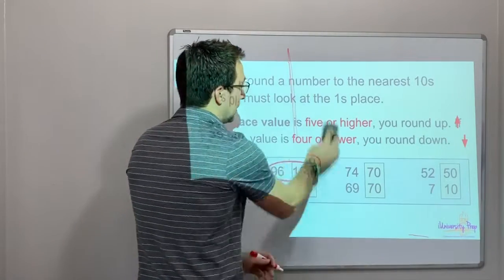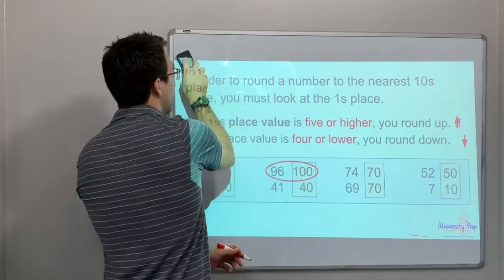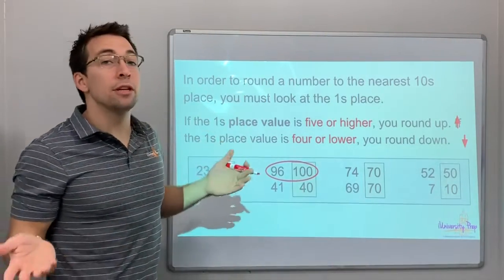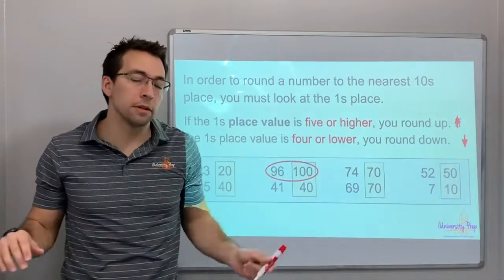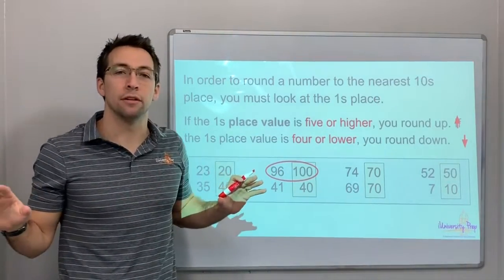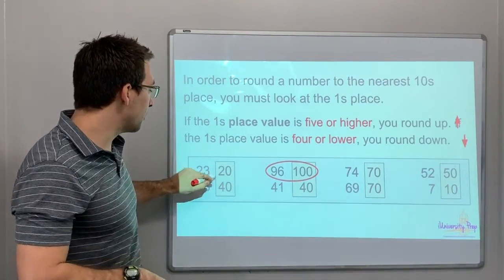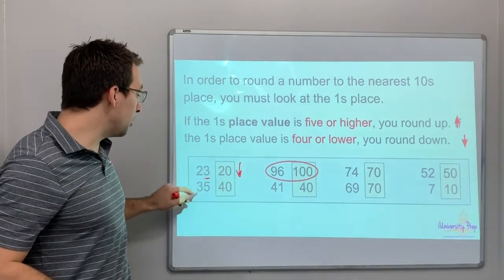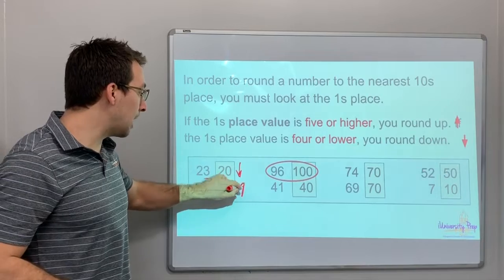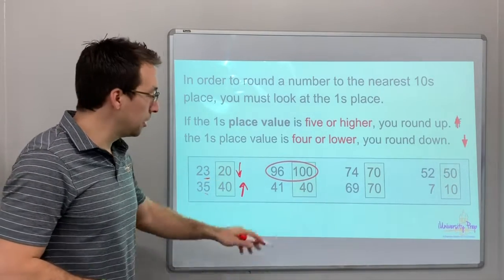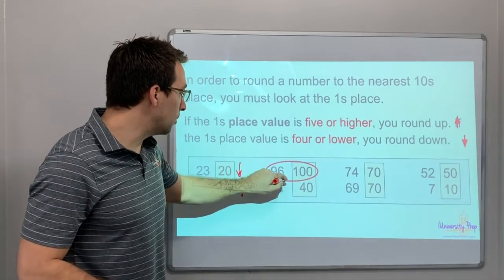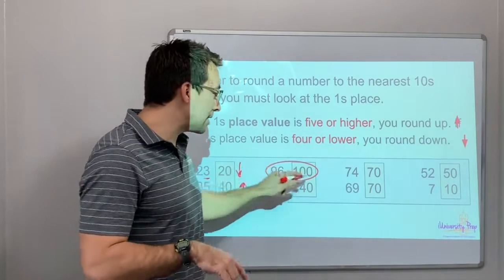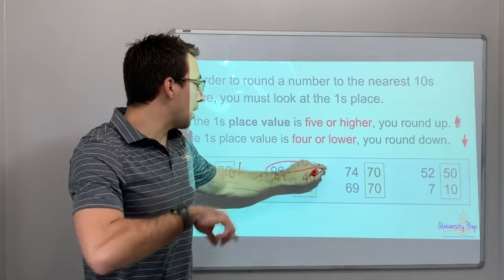Okay. Now, in order to round a number to the nearest tens, you have to look at the ones place. So just like what we've been doing. 23 rounds down because 3 goes down, right? 35, 5 rounds up to 40. 96, check this out. This is kind of tricky. That's why it's highlighted. 6 goes up.